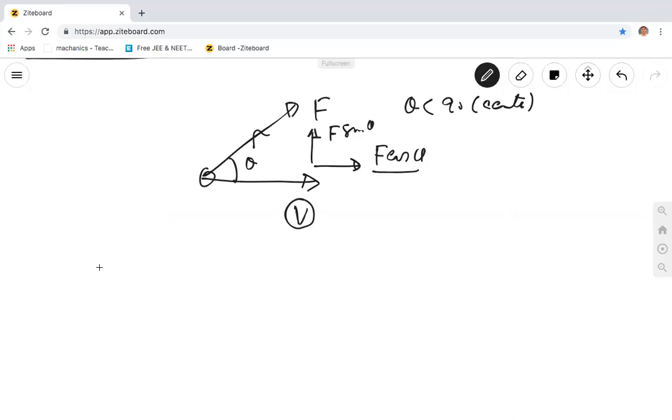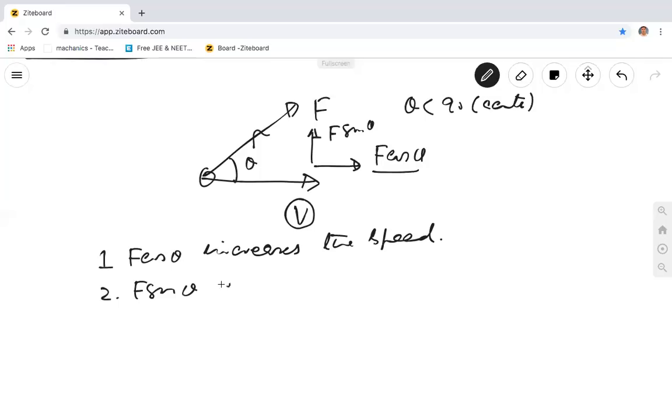So here I will write: this F cos theta increases the speed, because it is in the direction of velocity. And this F sin theta changes the direction. So remember that one component changes the speed and another component changes the direction. The component which changes the direction is normal to the velocity. The component which changes the speed is parallel to the velocity. That is what you have to remember.